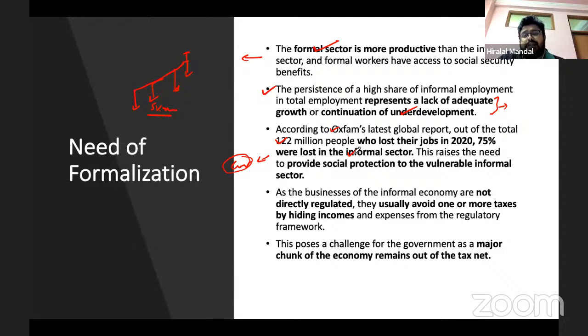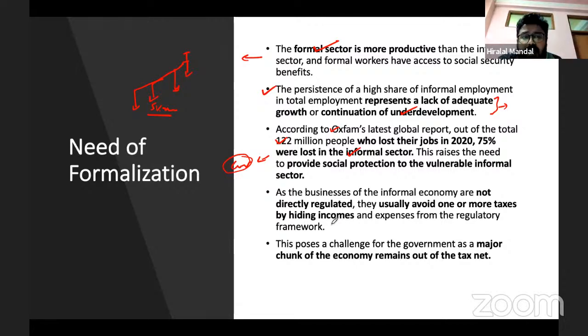Whereas the formal sector could adopt digitization, and highly skilled people are there in the services sector. As a result, the formal sector has not seen a shrinking of employment. Rather, the more impact can be seen in the informal sector.